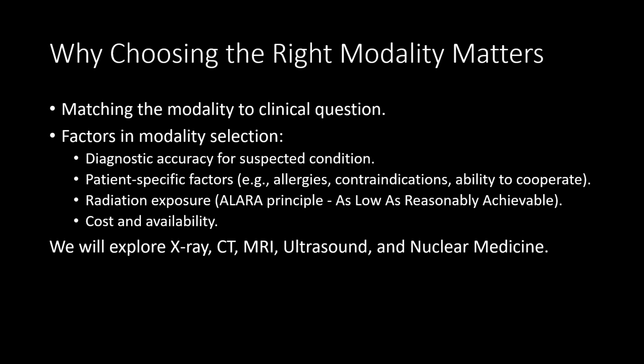Why is it important to get the right modality for the patient? Well, you want to match your modality or the diagnostic imaging that you order to a specific clinical question, and that often starts with formulating a good clinical indication. Factors that are going to go into which modality you select or which imaging you order include the accuracy for the suspected condition, specific patient factors like allergies to contrast, the presence of metal or medical devices, the ability of the patient to cooperate with the exam, the amount of radiation that they're going to be exposed to, and the risk-benefit ratio of the potential to make a diagnosis versus the small risk of radiation, and then often cost and availability play a big factor. So today we're going to talk about X-ray, CT, MRI, ultrasound, and nuclear medicine.